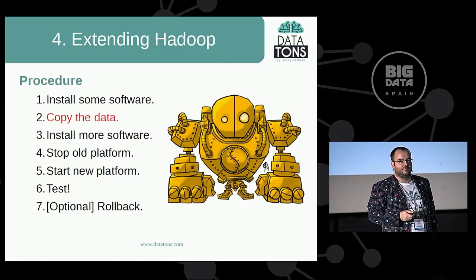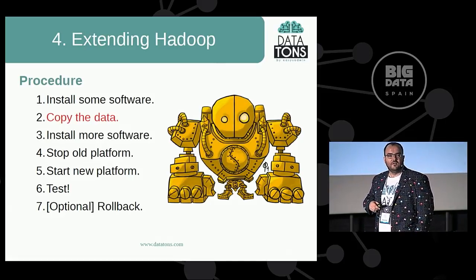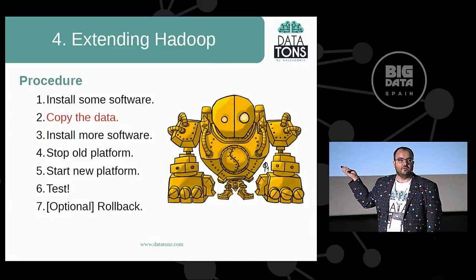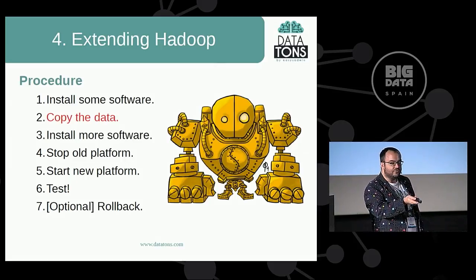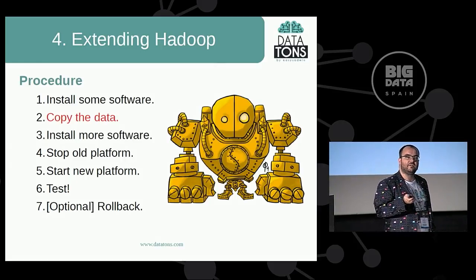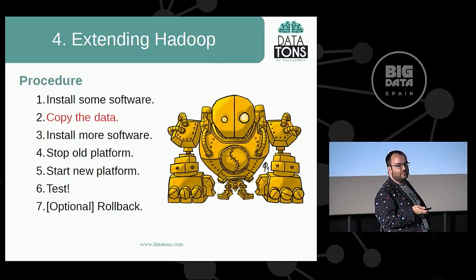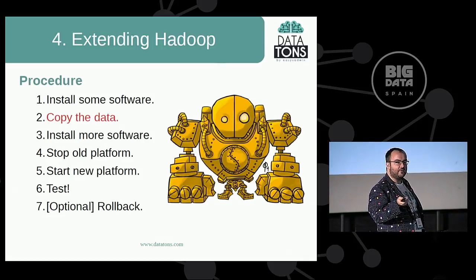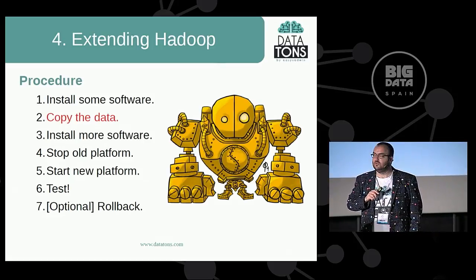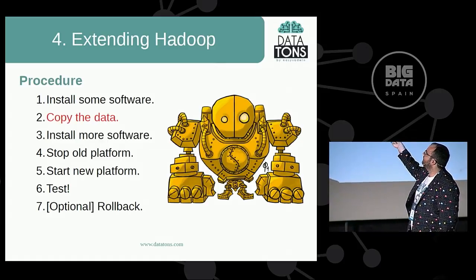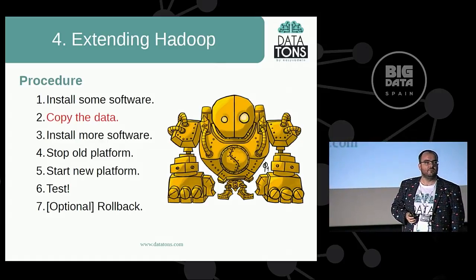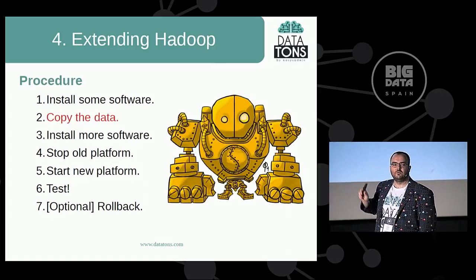What's the procedure for extending? Very similar to the old ones. I mean, just install some software, copy the data, install more software, okay, copy the data. Remember that copy the data used to be somewhere between points 4 and 5, between stopping and starting the new platform? Now we've moved it elsewhere, okay?